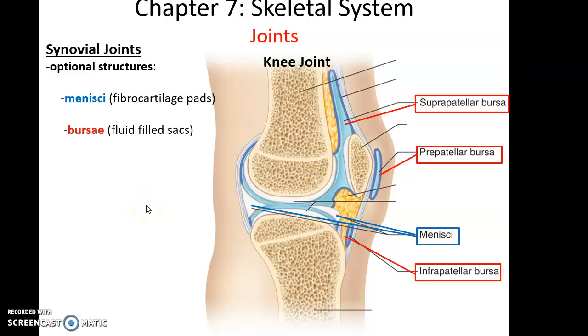There are also some other structures that may or may not be found in or near a synovial joint. You have the menisci. Menisci are fibrocartilaginous pads that help to hold bones in position and provide a cushion. Then you have bursae. A bursa is a fluid-filled sac. It's filled with synovial fluid, helps to protect the joint, to help separate structures per se that shouldn't be rubbing against each other. So in the knee, we have three bursae that help to protect the knee.